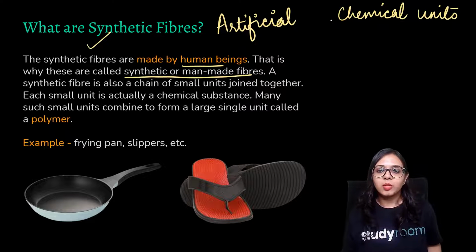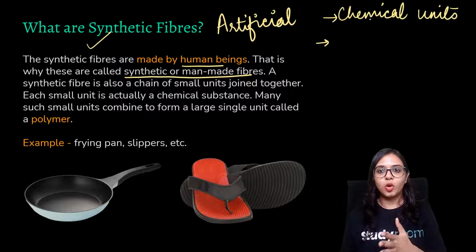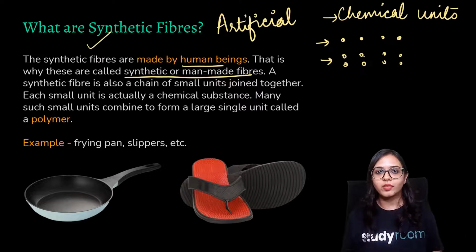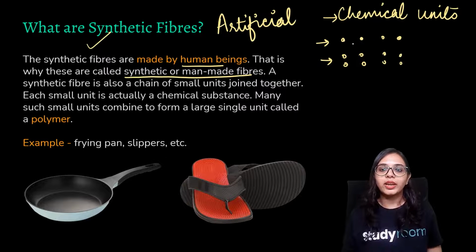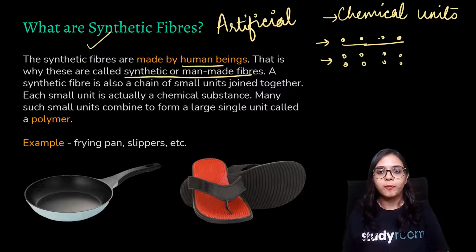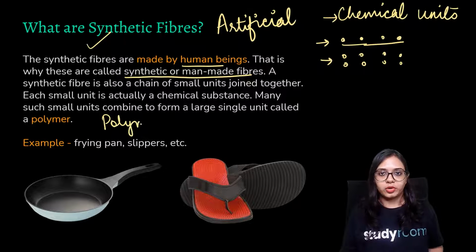These chemical units are very small in nature, but we can combine them either in a linear fashion, one by one, or we can interlock them. Basically we are combining them in various forms. When there are 3 or 4 small chemical units attached to each other, then we can say that one polymer is formed.